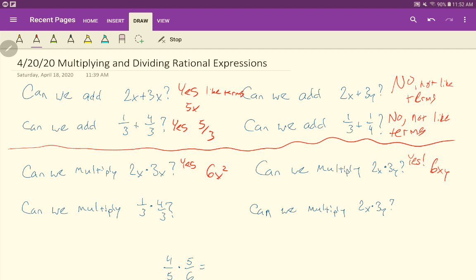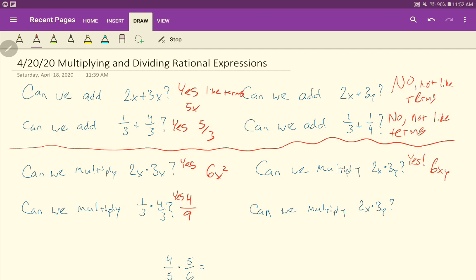Now, the same thing holds true for fractions. Just like we didn't need like terms to multiply, we don't need fractions to have common denominators, because that's like the like terms with fractions. Same kind of concept. So 1/3 times 4/3, of course, we multiply across the top, we multiply across the bottom. Do not spend any effort trying to get a common denominator here. You just multiply the 1 and the 4, so that gives us 4, and multiply the 3 and 3, and you get 9.